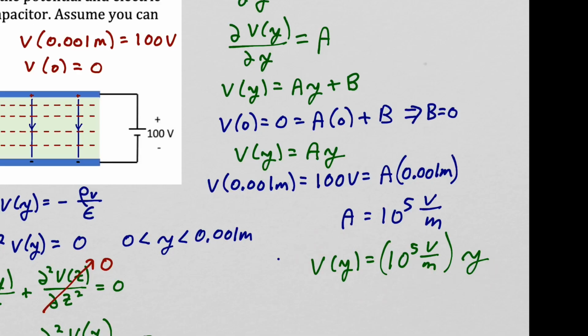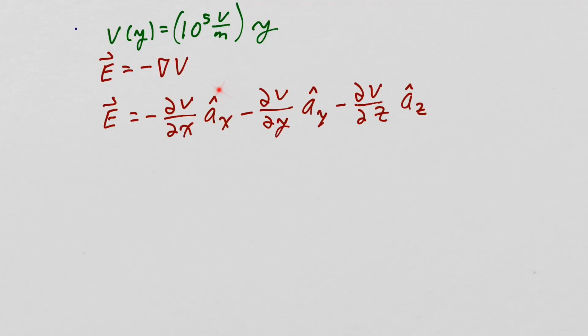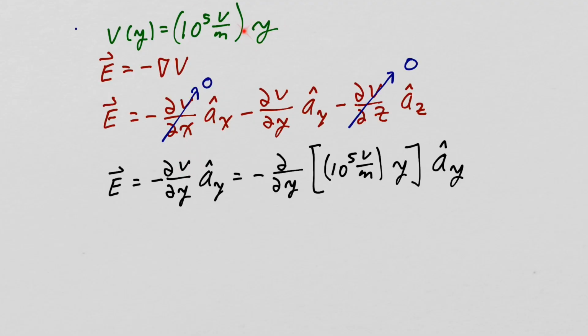To obtain the electric field intensity, we just have to take minus the gradient of our potential field. Here is the form of minus the gradient of v in Cartesian coordinates. Since v is only a function of y, the partial of v with respect to x is 0, and the partial of v with respect to z is 0. So substituting for v and taking the partial with respect to y, we obtain the electric field intensity to go along with our electric potential.